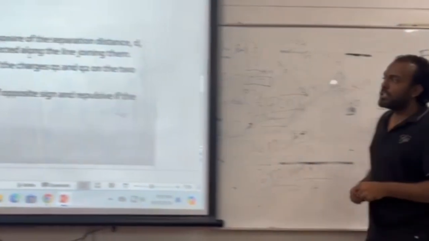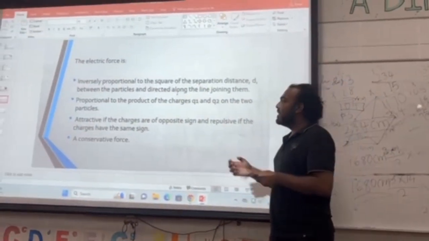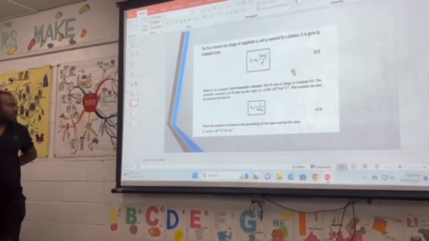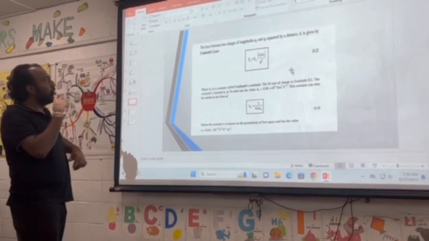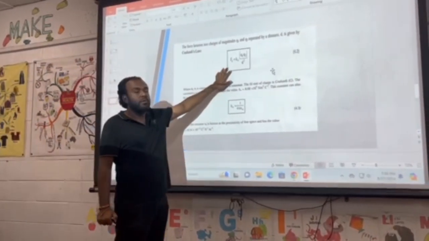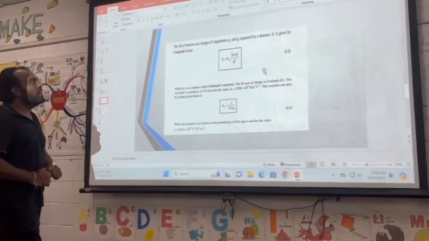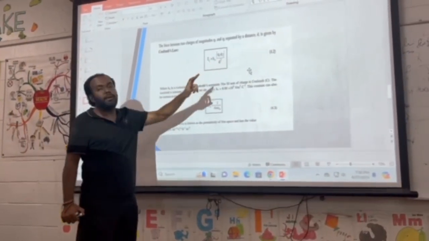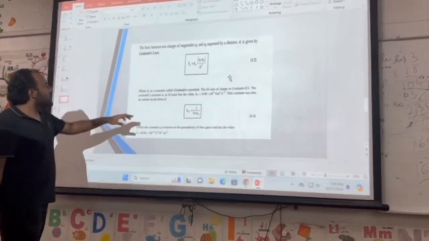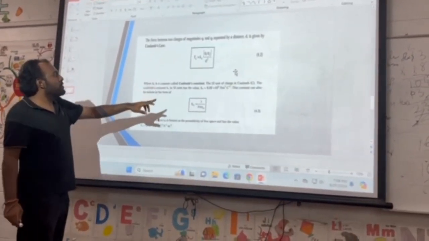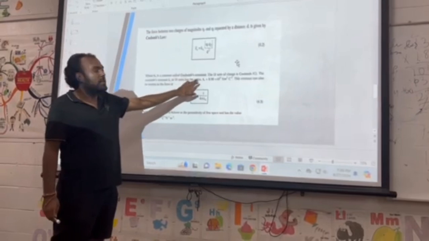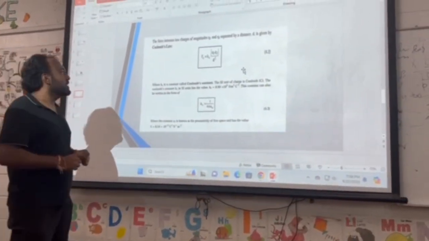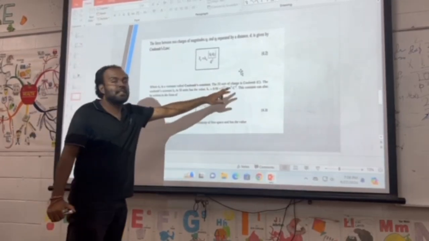And point number 4 says that the electric force is a conservative force. This slide, we've already discussed equation number 4.2, which is F equals Ke multiplied by Q1 times Q2 divided by d squared. And then here there is a breakdown where Ke is a constant called Coulomb's constant. The SI unit of the charge is the coulomb, C.